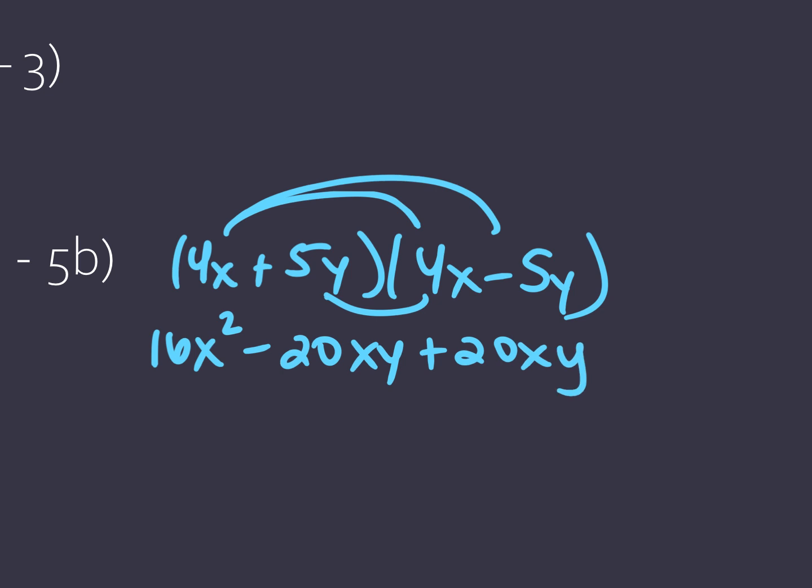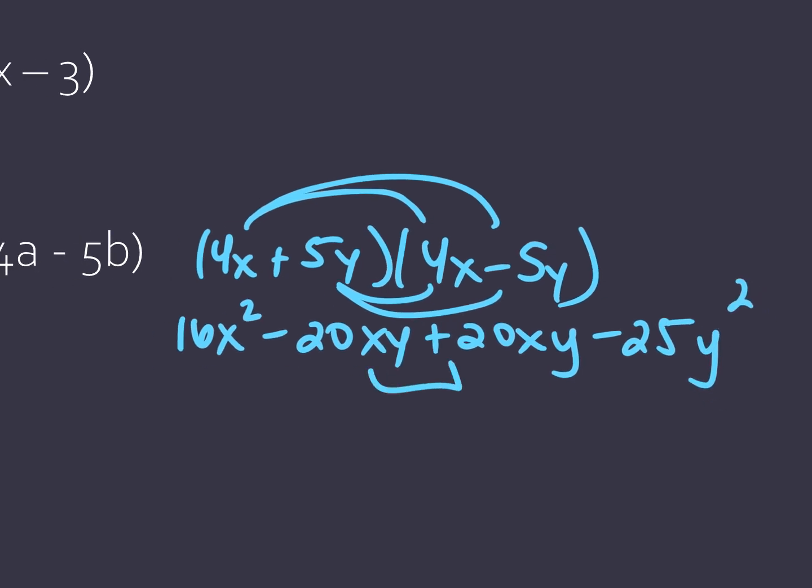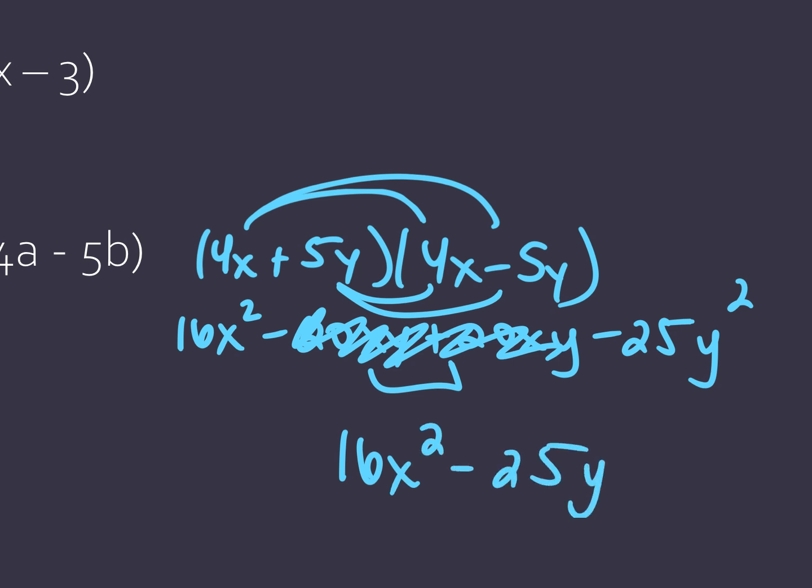And then what happens when I have a positive 5y and a negative 5y? Minus 25y squared. What happens in the middle here? They cancel. Anytime you have two binomials that you're multiplying together, where the first term and the second term are the same and the only thing that's different is the sign in the middle, when you FOIL them, the middle term should cancel. And then you're left with 16x squared minus 25y squared.